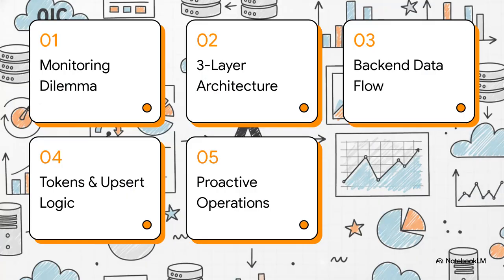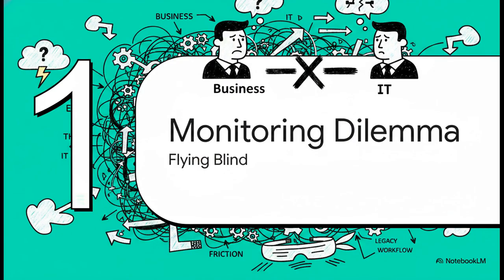Okay, here's our roadmap for this explainer. First, the OIC monitoring dilemma. Second, the three-layer architecture. Third, the scheduled backend data flow. Fourth, tokens and upsert logic. And finally, number 5, proactive operations. Let's start with section 1, the OIC monitoring dilemma.